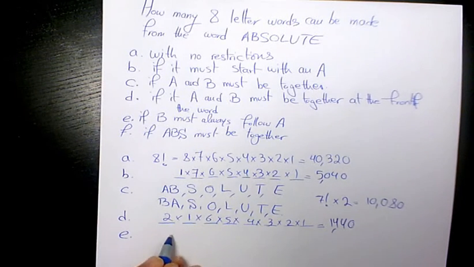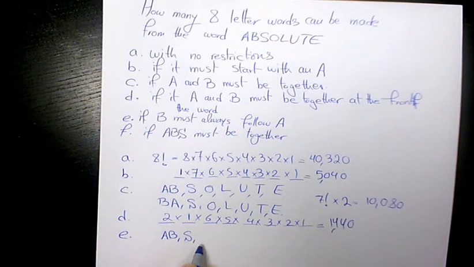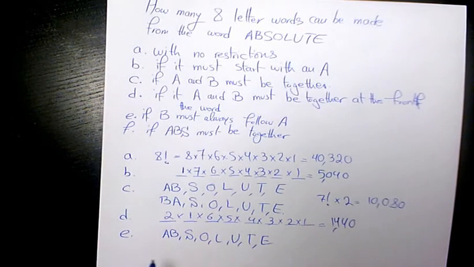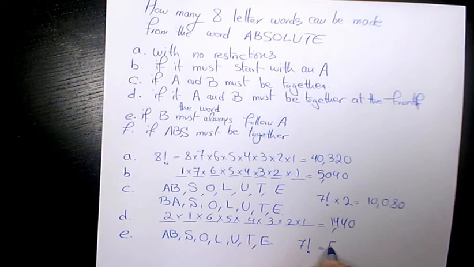Next one is if B must always follow A. Again, we're going to have AB as 1 letter, and the rest of it is going to be S, O, L, U, T, E. So we have 7 letters, so we have 7 factorial. That's going to be 5,040.